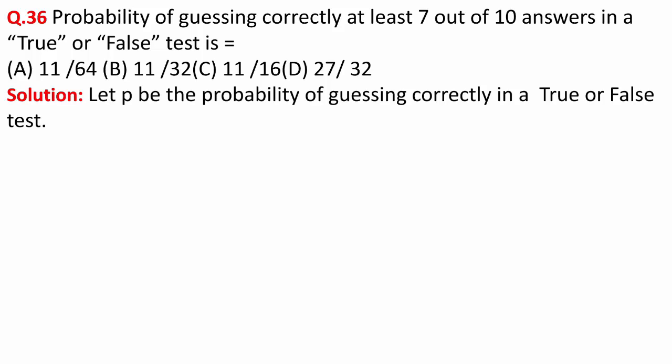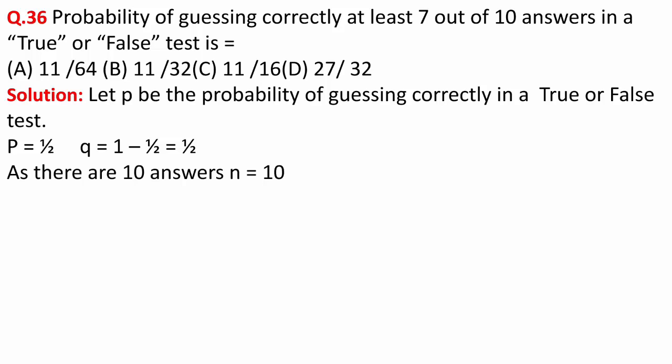Solution. Let p be the probability of guessing correctly in a true or false test. Therefore, probability p equal to 1 by 2. q is nothing but 1 minus 1 by 2, which is 1 by 2. Thus, we get p equal to 1 by 2, q equal to 1 by 2. As there are 10 answers, n equal to 10.